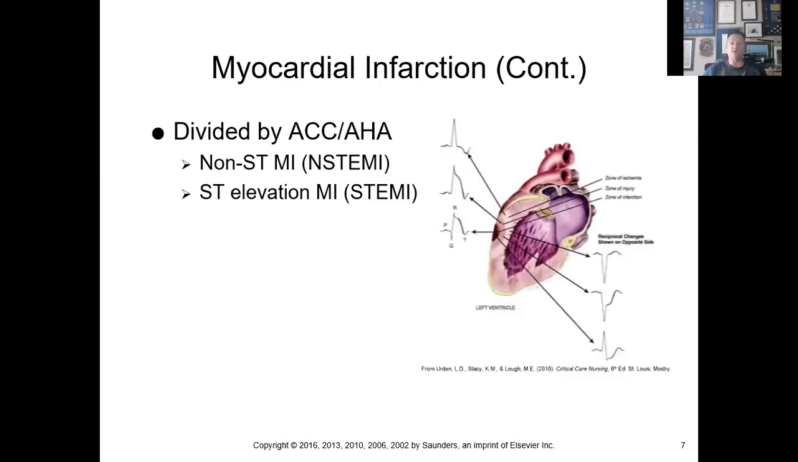Now, we show it divided out between a non-STEMI and a STEMI. Let me grab my notes here real quick. Non-STEMI, you'll see positive CKs and positive troponins. Those are the enzymes that are released during a heart attack. And then you'll see ST depression. You won't see so much of what they call tombstoning between the ST segments.